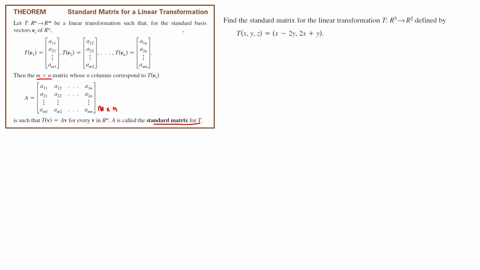Now, suppose you have the following linear transformation. It maps the space to the plane. This says, hey, I'm going to take a vector x, y, and z and give you x minus 2y and 2x plus y back. This is indeed a linear transformation. You can check to see if it preserves addition and scalar multiplication.